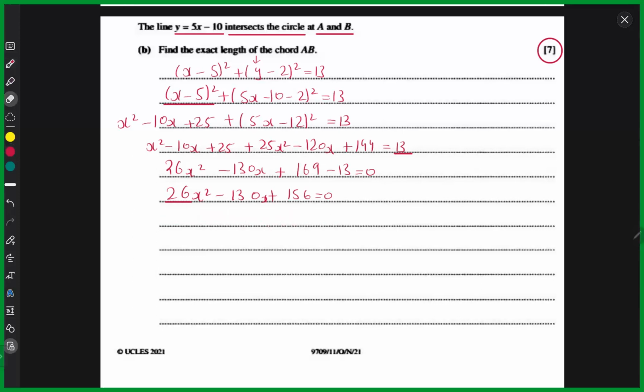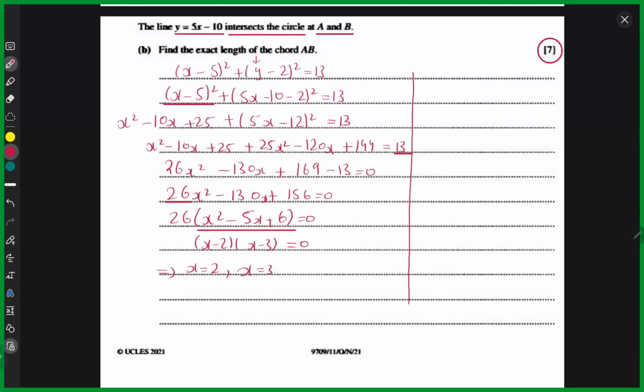Let me just take 26 common. It's x squared minus 130 divided by 26, and that would give you 5x plus 156 divided by 26 would be 6 equals 0. And this is what I'm getting. And once I factorize it, I would get x minus 2 and x minus 3 equals 0. And this would give you x equals 2 and x equals 3.